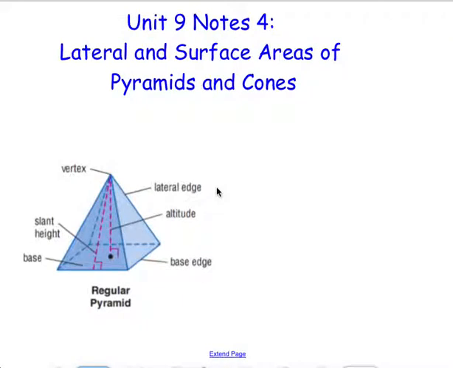Today we're going to be doing Unit 9 Notes 4. So we're talking about the lateral and surface areas of pyramids and cones. So there's just a couple things you need to recognize about pyramids before we start talking about them.